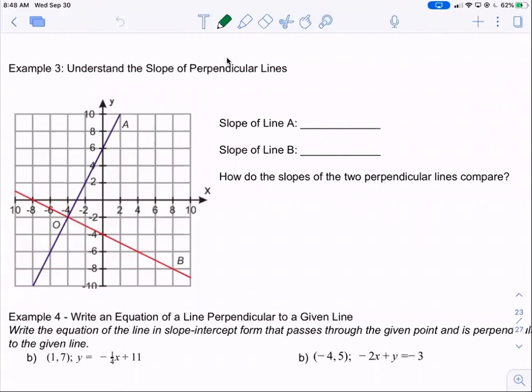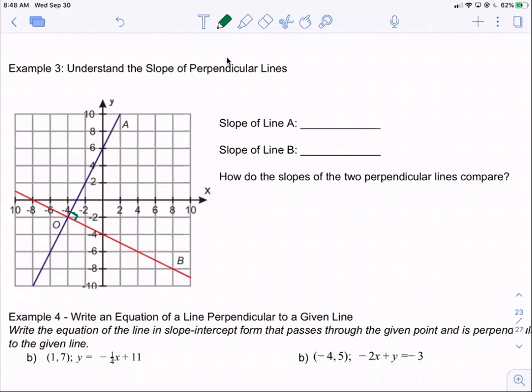Okay, so last class we talked about parallel lines. So now we're going to look at perpendicular lines. If you look at example 3, we have two lines, line A and line B, and these are perpendicular. They form a 90-degree angle, which is the definition of two perpendicular lines.